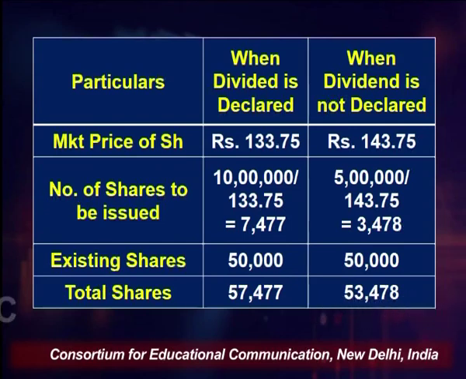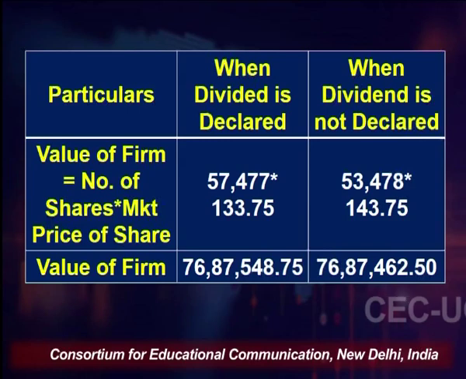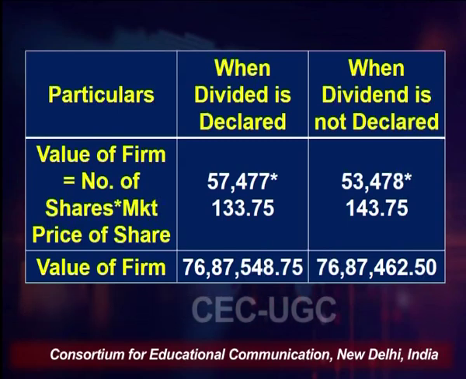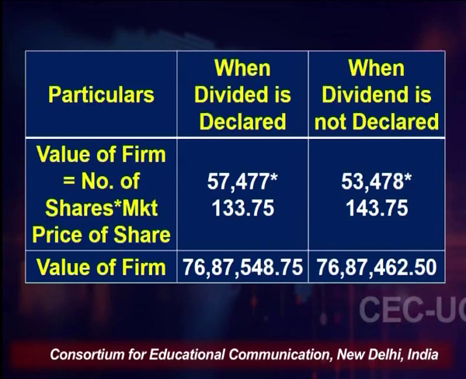The existing shares in both the cases are 50,000 and 50,000. So, total shares after issue of new shares in case 1 will be 57,477. In case 2 it will be 53,478. Okay. Now, we have the number of shares in both the cases, the total number of shares. We need to multiply these values by the expected market price of the share.